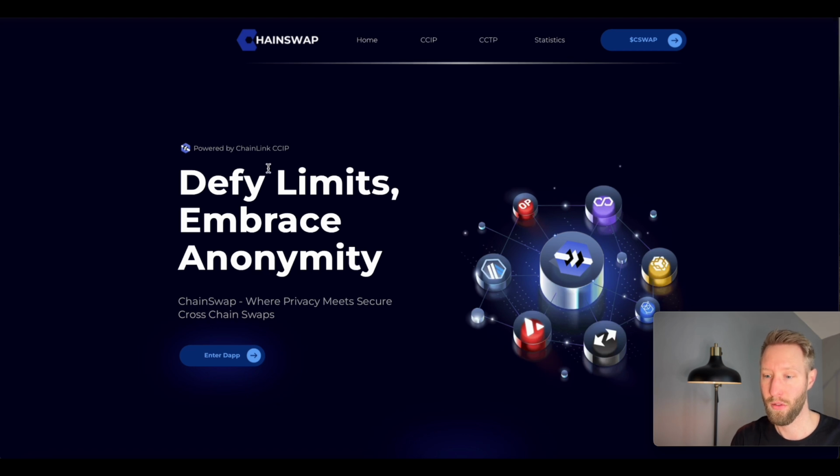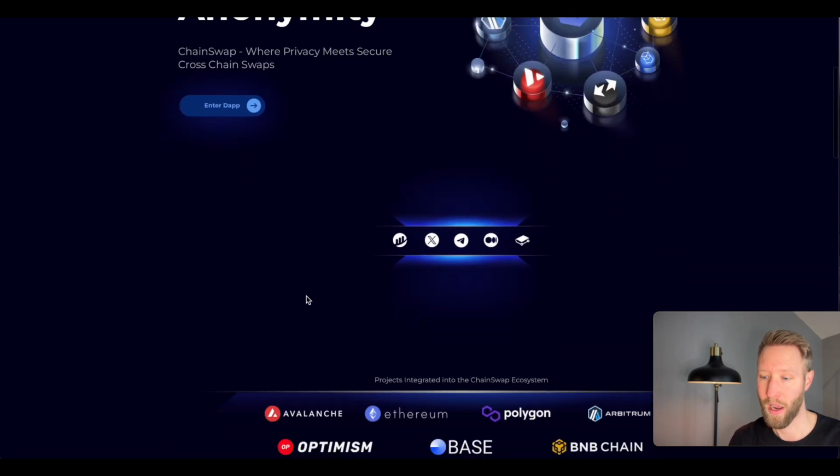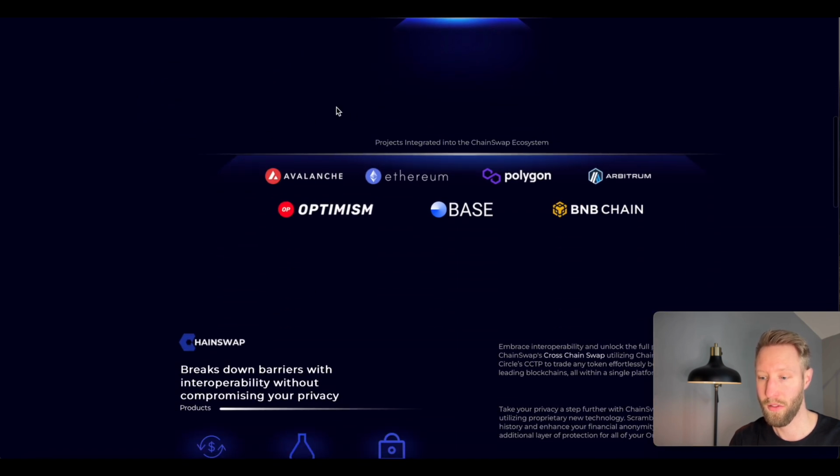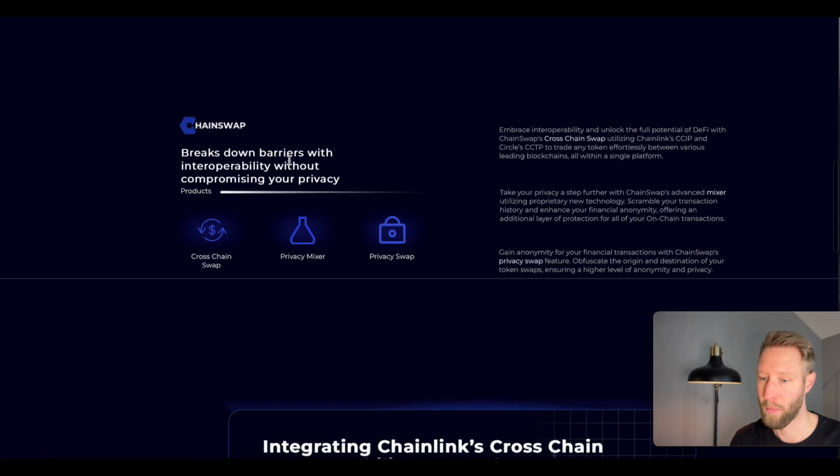And so this is a cross-chain swap that is utilizing Chainlink's CCIP technology. And so a very trusted cryptocurrency. And so we can see here, they're also focusing on the cross-chain swaps as well as privacy. And so I think that's very good in the cryptocurrency space. And so you can see some of the projects that have been integrated into the cross-chain swap ecosystem. We have Avalanche, Ethereum, Polygon, Arbitrum, Optimism, Base, and BNB Chain. And so a lot of those are some of the main ecosystems out there that you would be looking to swap to. And so we can see this breaks down barriers with interoperability without compromising your privacy.